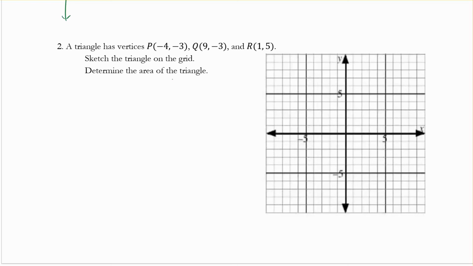One sec, I'll draw that. There we go. So it says determine the area of the triangle. So remember the area of a triangle is just equal to base times height divided by 2. So we've got a base, it goes from P till Q, and we got a height, just goes from this point up to the top, right? So I'll let you do that.